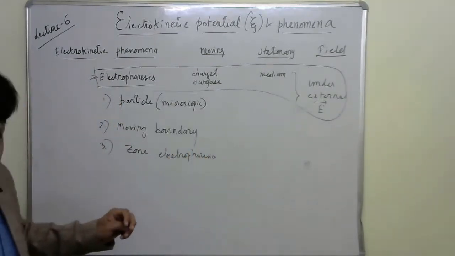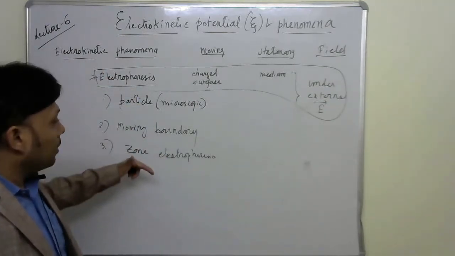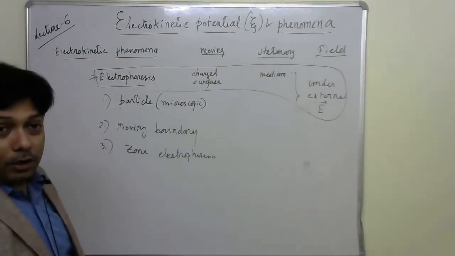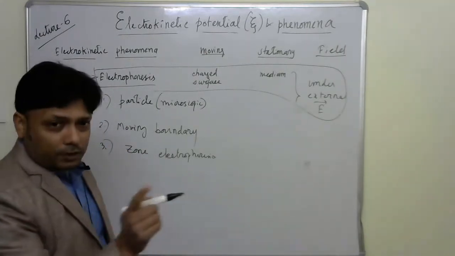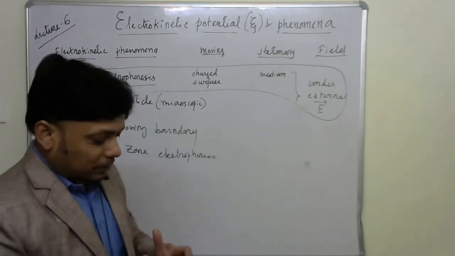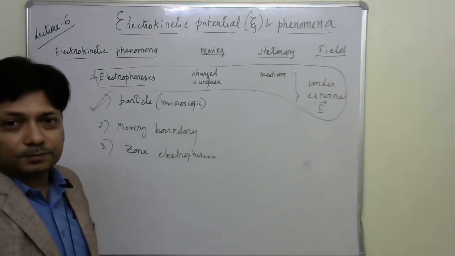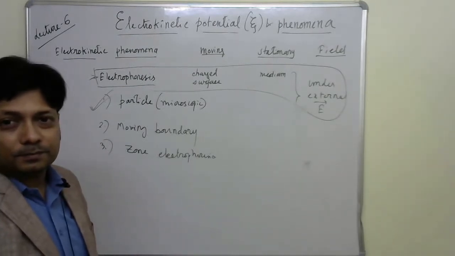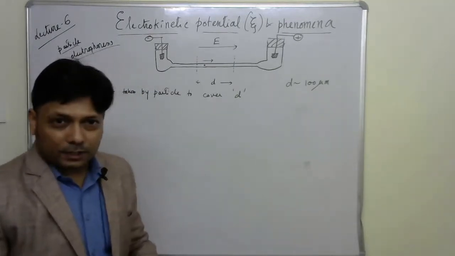So, from the surface and colloids point of view, all these electrophoretic behaviors are very important. So we are going to learn them one by one. First, start with particle or microscopic electrophoresis. Let me take the board and discuss it. So let's first start with particle electrophoresis.